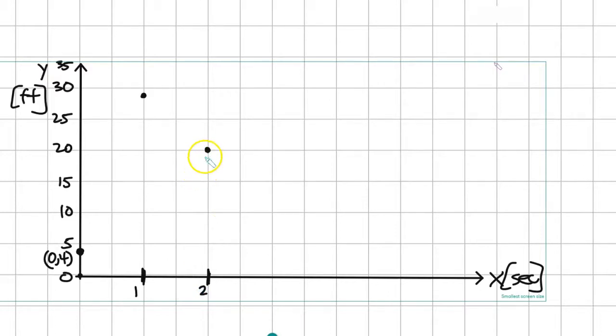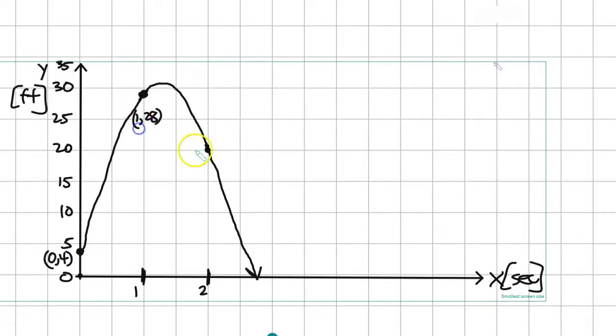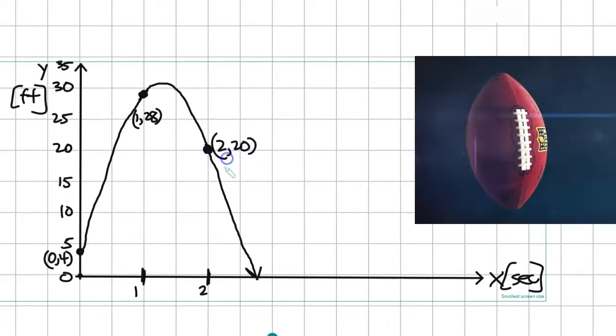Now what this means is we're going to have a parabola, and let's sketch what the parabola looks like. It's probably something like this. I'm having real trouble. Sometimes I have trouble sketching graphs with this electronic. Something like that. Okay, so this is the full path. This is the point 0, 4. This right here is the point 1, 28. And this is the point right here, 2, 20.